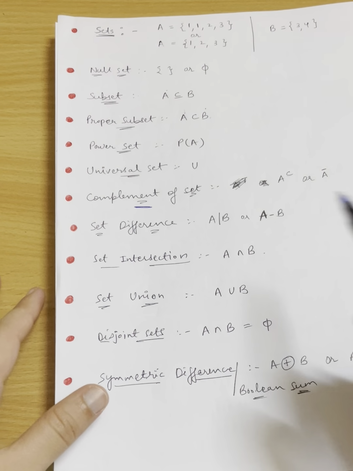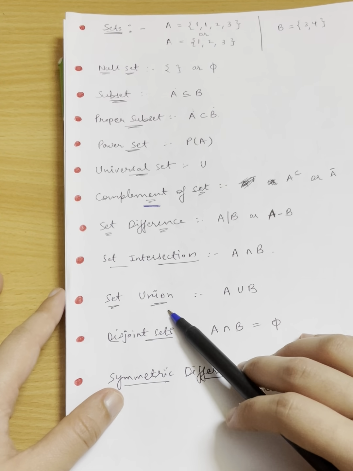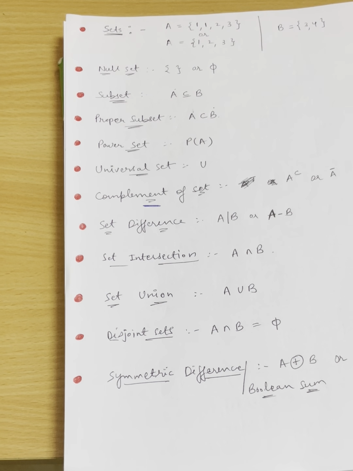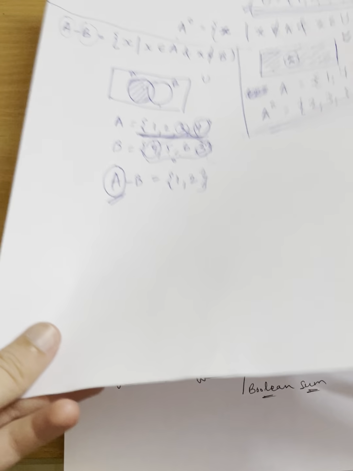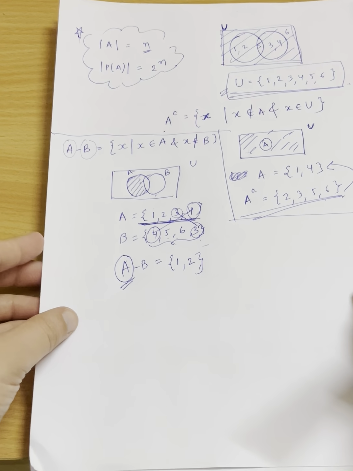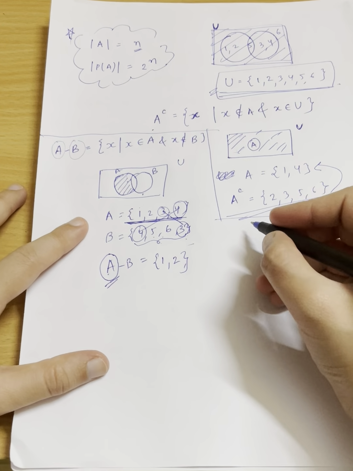Next one is set intersection and set union. These are some common terminologies which we should know. Okay, so what is set intersection, set union? Let's see one example.